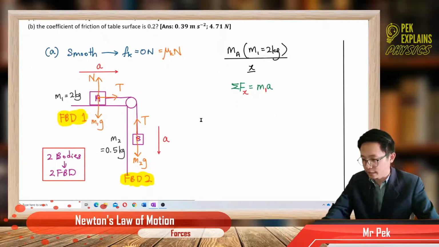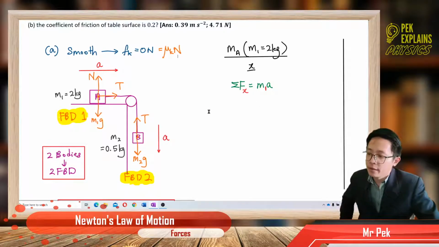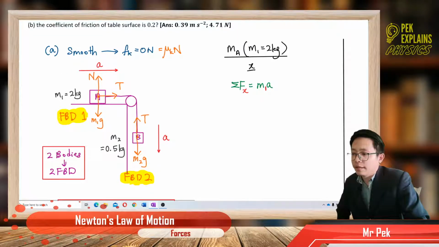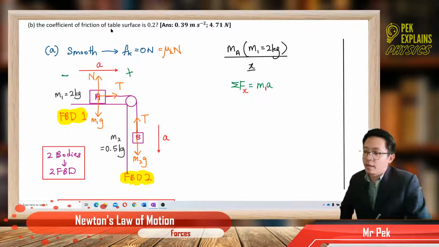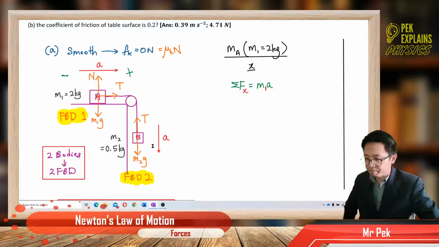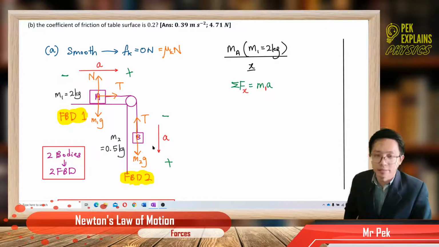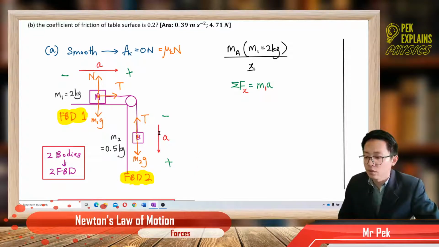So now we need to put the sign first before we do calculation. So for x component, acceleration is to the right. So we can say direction to the right is positive. Direction to the left, negative. For the mass B, accelerate downward. So downward, positive. Upward, negative. Okay. So follow acceleration positive. Opposite acceleration negative.